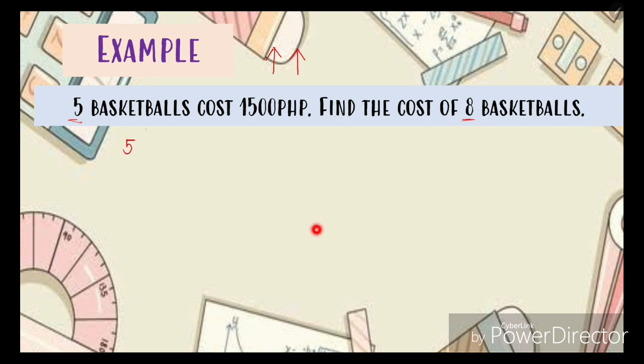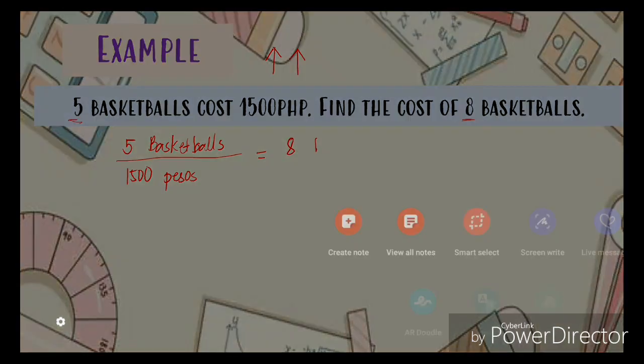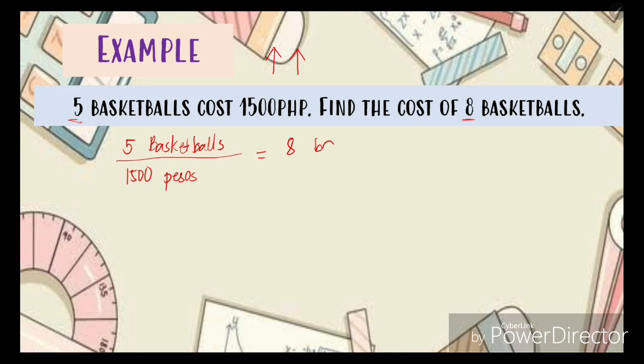So, ganito yan. 5 basketballs all over 1,500 pesos. So, sa kabila, ilagay naman natin si 8 basketballs sa taas. All over, alam na ba natin yung presyo? So, hindi pa. Lagyan natin ng n. Next, mag-cross multiply tayo. So, 5 times n is equal to 5 times n, kasi hindi pa natin alam yung value ni n.